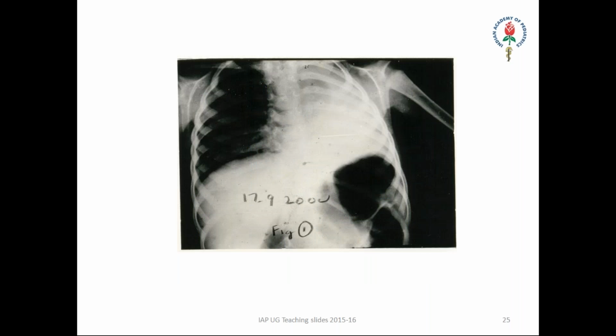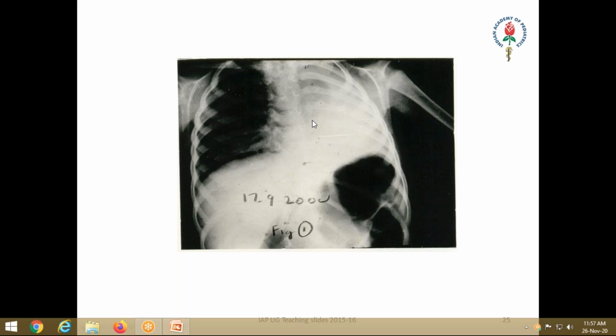So can anyone tell what this is? Presence of hypointense areas. See the mediastinum here. You can't see the trachea here. You can't see the mediastinum. The mediastinum is shifted totally towards the left side. And what might be the cause on the right side, pushing the mediastinum to the left side? It is a right-sided pneumothorax.